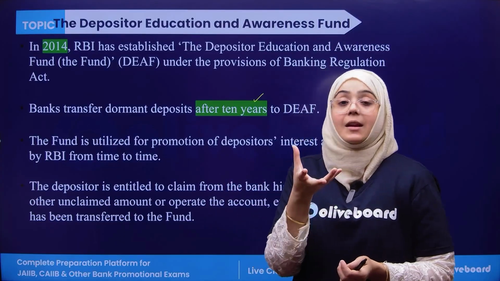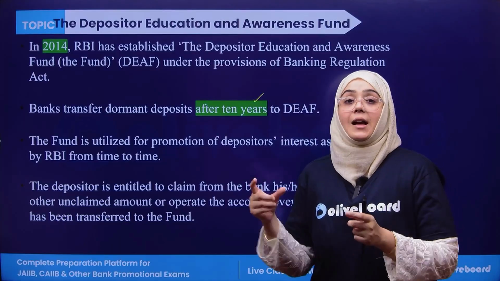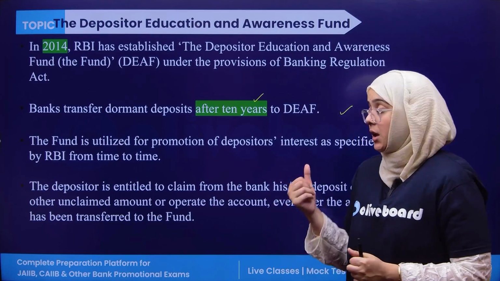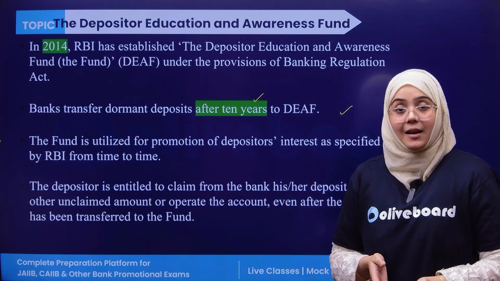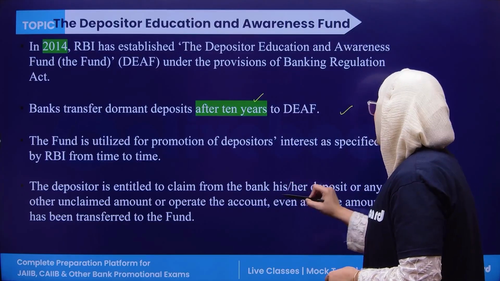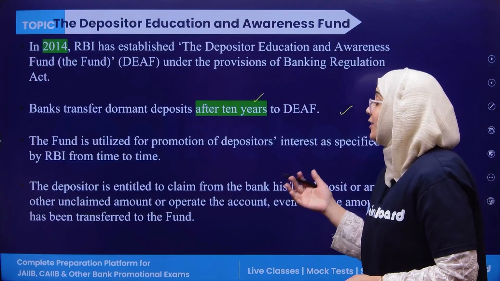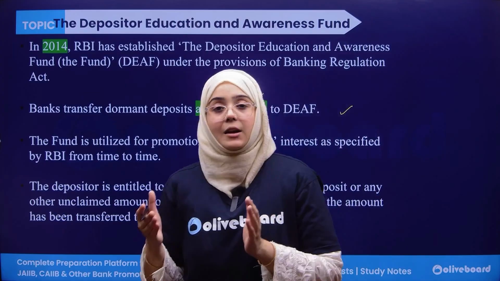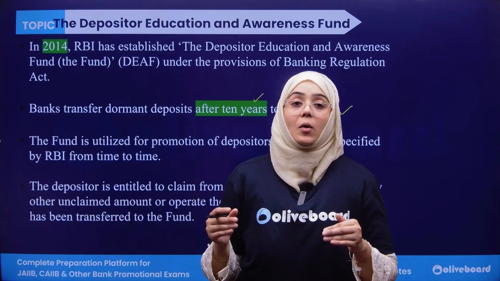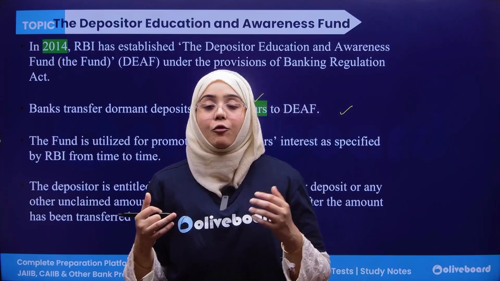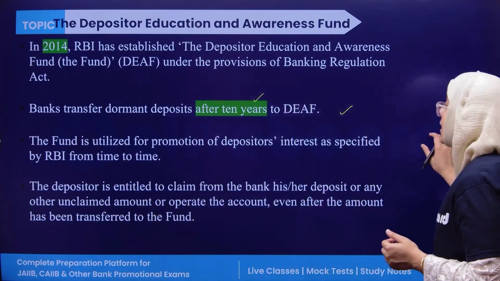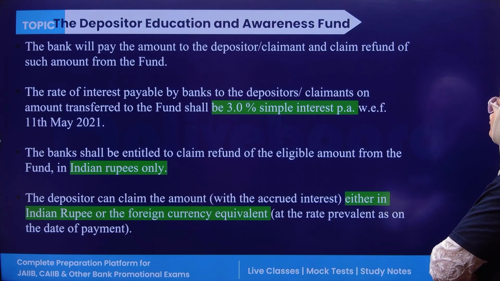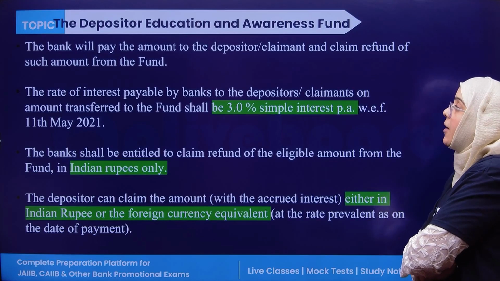Whatever the fund in the DEF is, it is used for awareness and education, as well as for the promotion of the depositor. Whoever the depositor is, they are entitled to claim their deposit from the bank if it is transferred to the fund. So if any amount is transferred to the DEF, it is nothing to worry about, because you can always reclaim that amount from your bank or financial institution. Next, the bank will pay the amount to the depositor and claim refund of such amount from the fund.